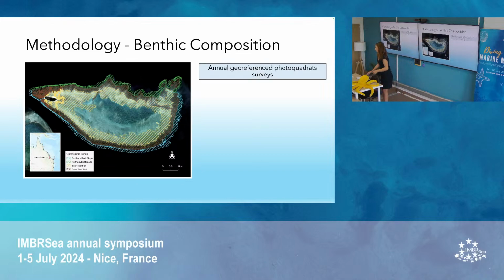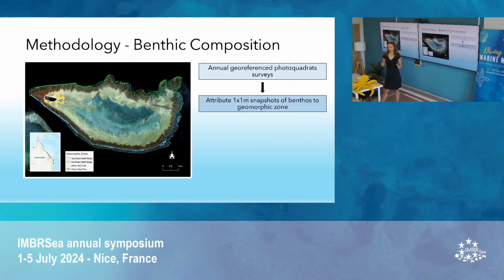The dataset that I have access to was over 20 years of annually collected and georeferenced photo quadrats, which were collected along transects within each of the zones, with pictures taken at random locations. Each picture then represents a 1 by 1 meter snapshot of the benthos attributed to each geomorphic zone.